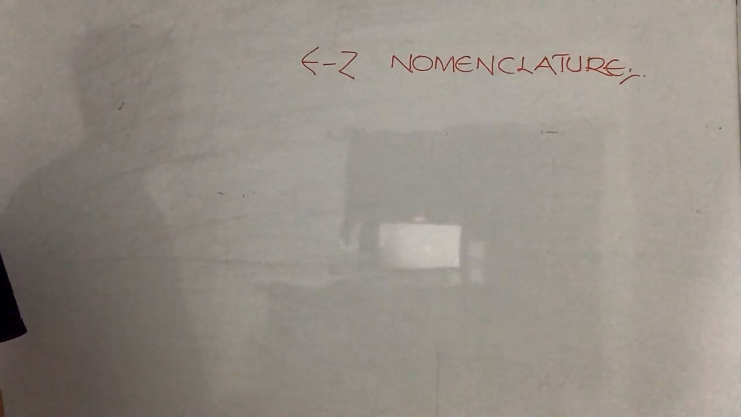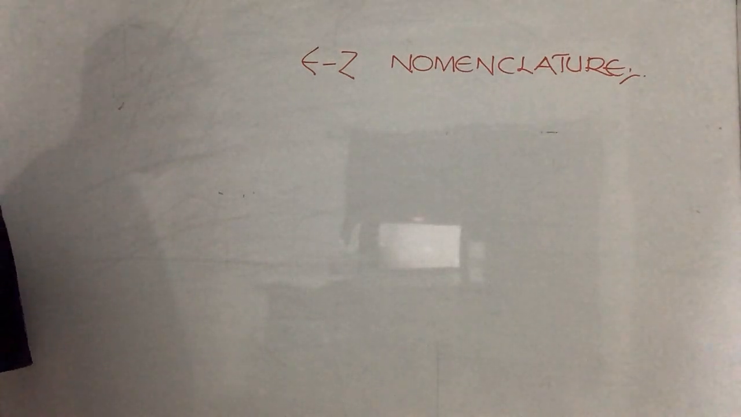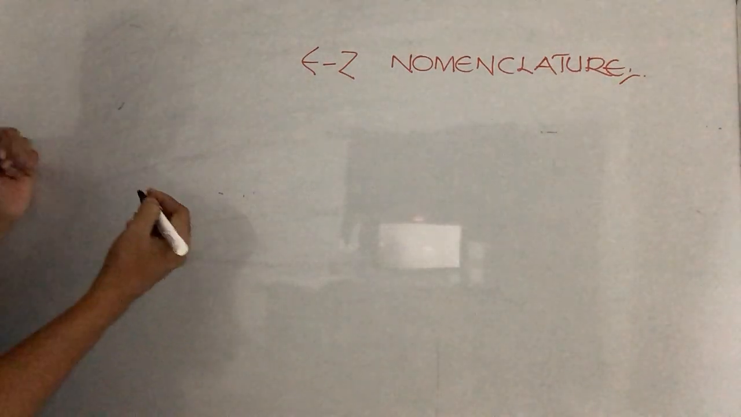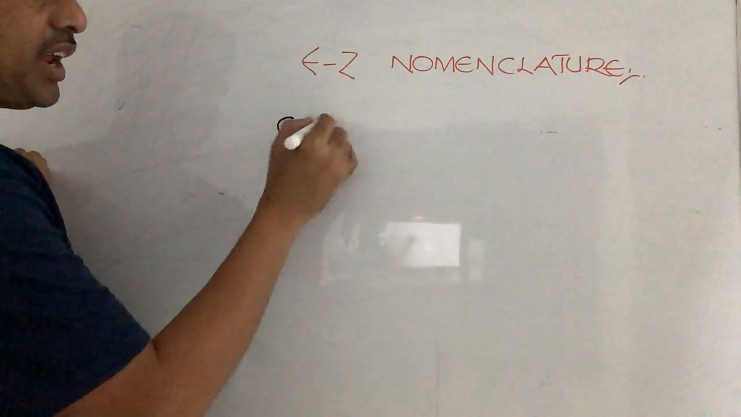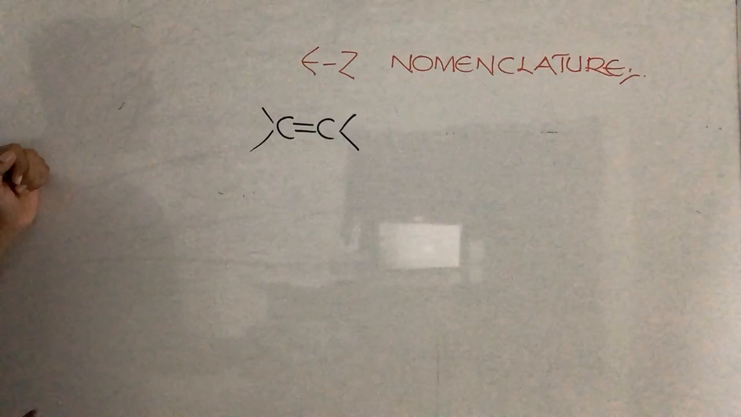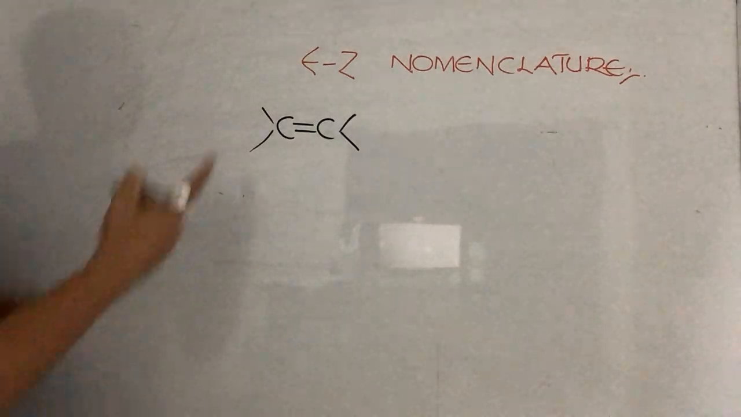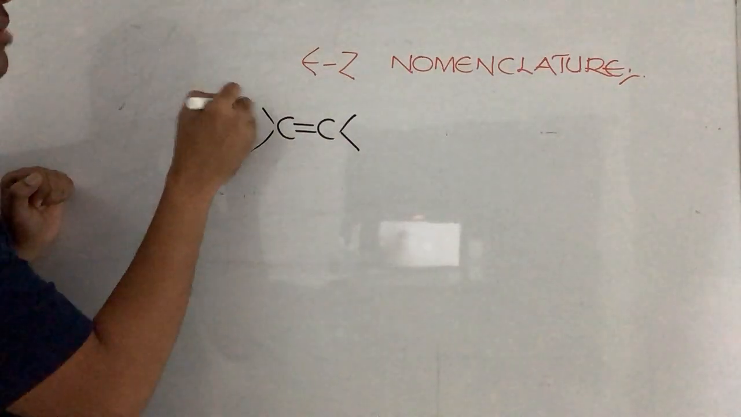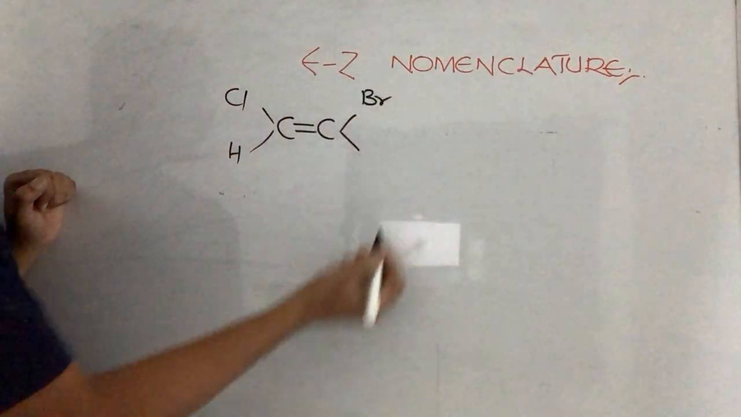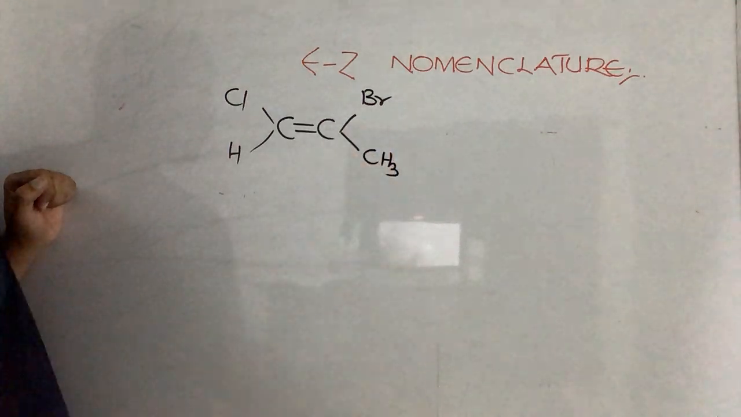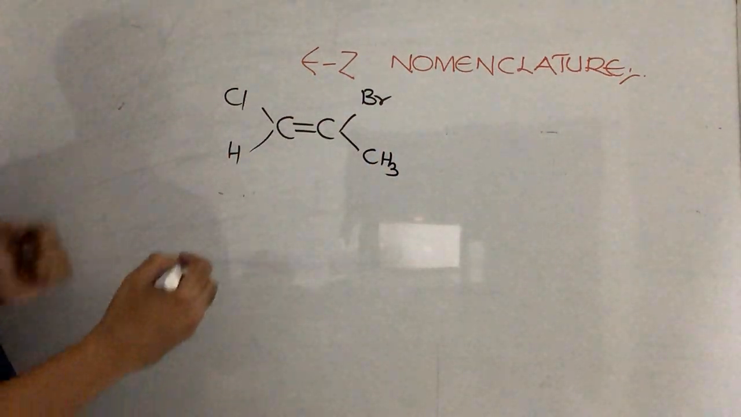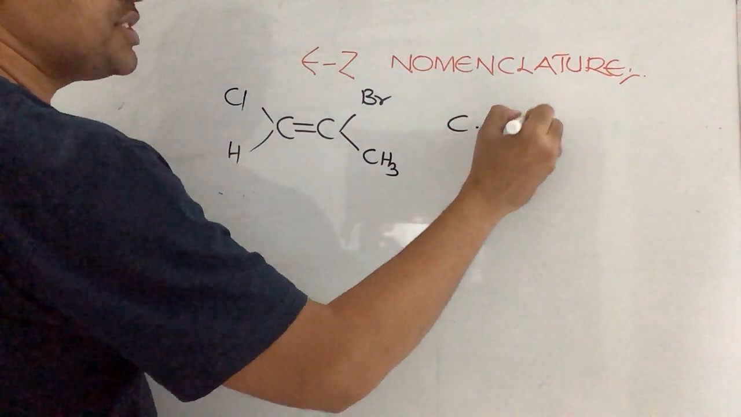Hello, now we'll go with EZ nomenclature. EZ nomenclature is generally given for geometrical isomers where we are having four different groups. If you can't give cis-trans, still they are geometrically active, then we go with EZ nomenclature. For example, chlorine here, hydrogen here, bromine here, and some methyl group here. You can't say cis or trans. In this kind of case, we need to go with CIP rules.